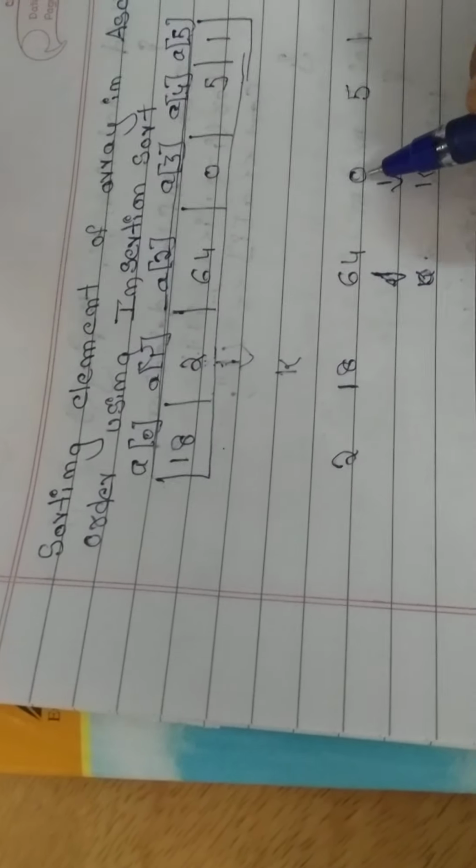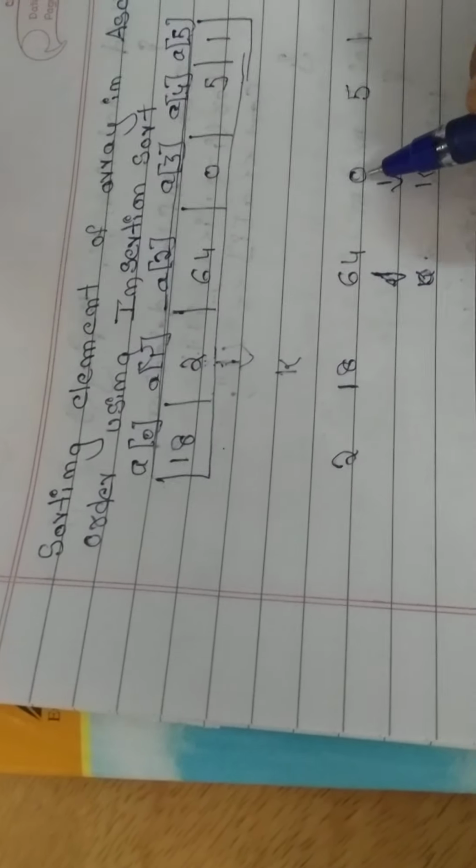Now again, I told you 5 is the key element. It is compared with all the elements. By comparing 5 with all of them, 5 will come here and 18 will come here. Again 5 is compared with 2. Since it is a greater value, it will be here. Now the next key element. After 5 what is there? 1 is there. So the next key element is 1. Compare with this. When I compare, 1 will come here, 64 will come here, and the remaining all will be here as it is.